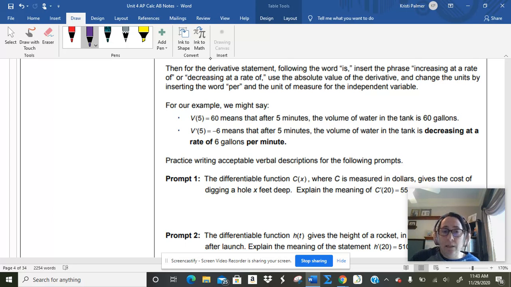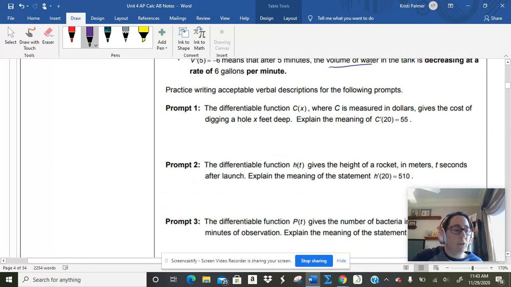This one, if we see the difference, is talking about the velocity now. So the volume is changing at the -6, or decreasing at a rate of 6. And now we have gallons per minute because we are in the velocity. So make sure that we know that it's the volume that's changing.